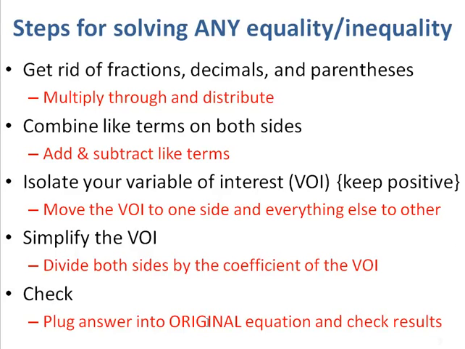The next step is to simplify the VOI, which really just means divide both sides by whatever its coefficient is. And then the last step, the check step, is whatever answer you get, you should plug that back into the original equation, not any of the steps, but all the way back into the original one, and check your results and make sure that everything works out.